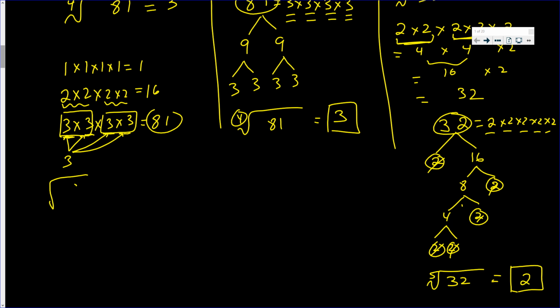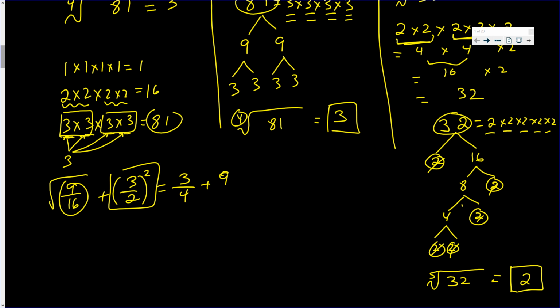Suppose you were asked to compute the square root of 9 over 16 plus (3 over 2) squared. Well, I know the square root of 9 and I know the square root of 16. So that's 3 quarters, plus 3 squared is 9, 2 squared is 4. We're adding, the denominators are the same, keep it. Add the numerators. 3 plus 9 is 12.